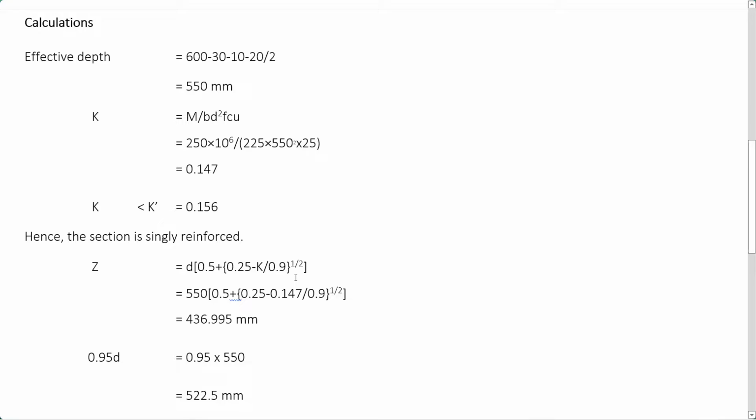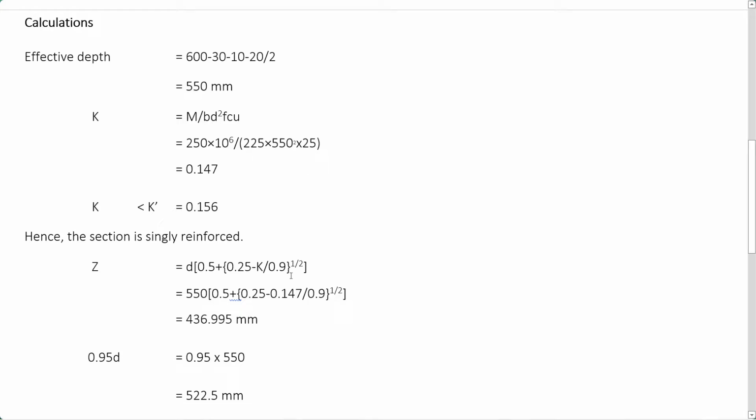There is a procedure for doing this. We'll discuss this procedure step by step. All the equations we discuss here are given in the code BS 8110. All those equations are given, so you don't need to worry about finding or deriving equations. You can directly use those equations.